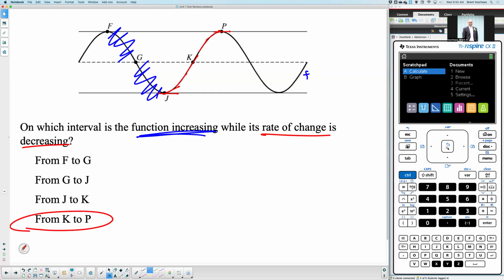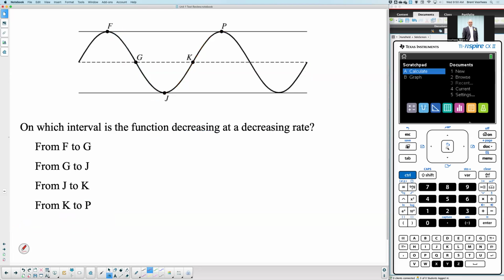Okay, here's a different way they could answer it. Ask the same question. On which interval is the function decreasing at a decreasing rate? So this is how they can condense it as the year goes on. And they will condense it to like this. Don't be confused. On which interval is the function decreasing at a decreasing rate?